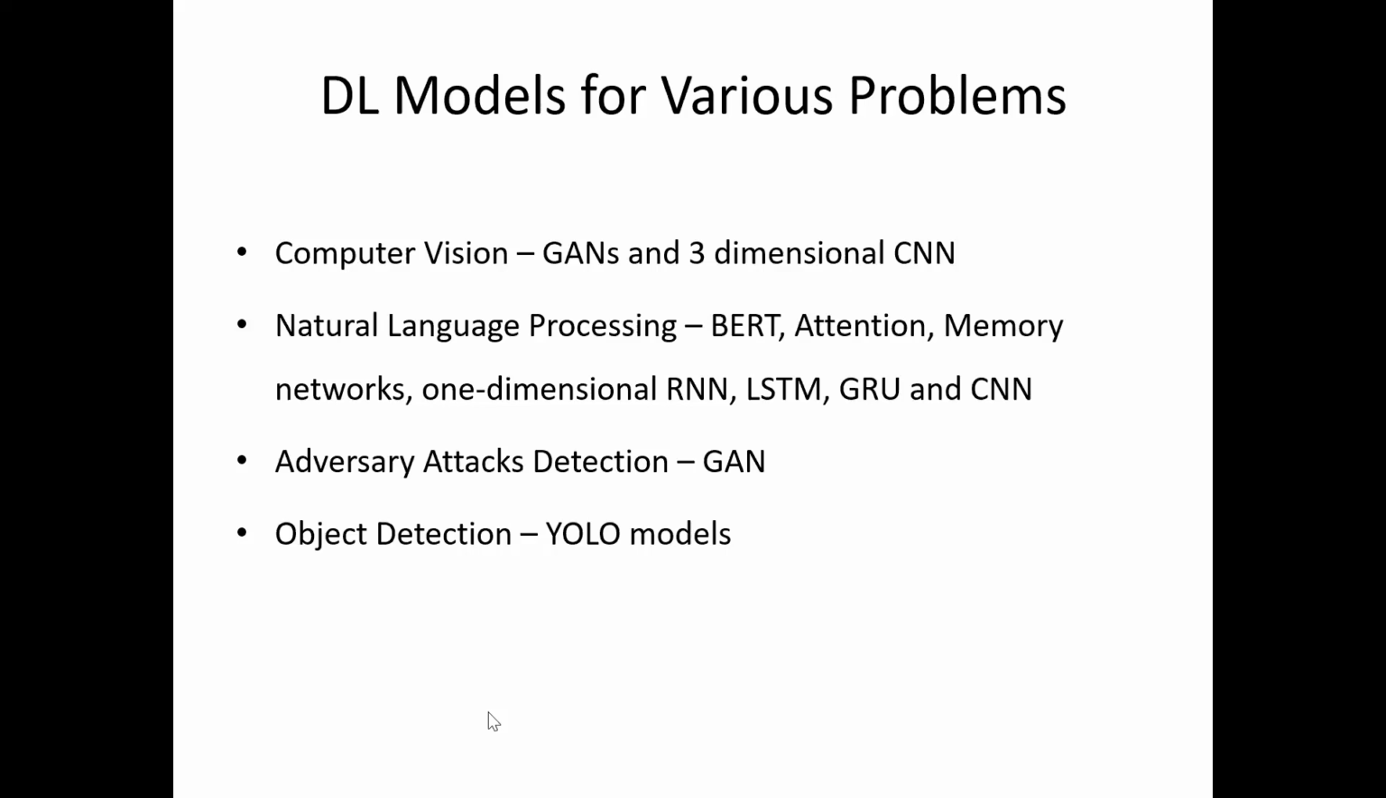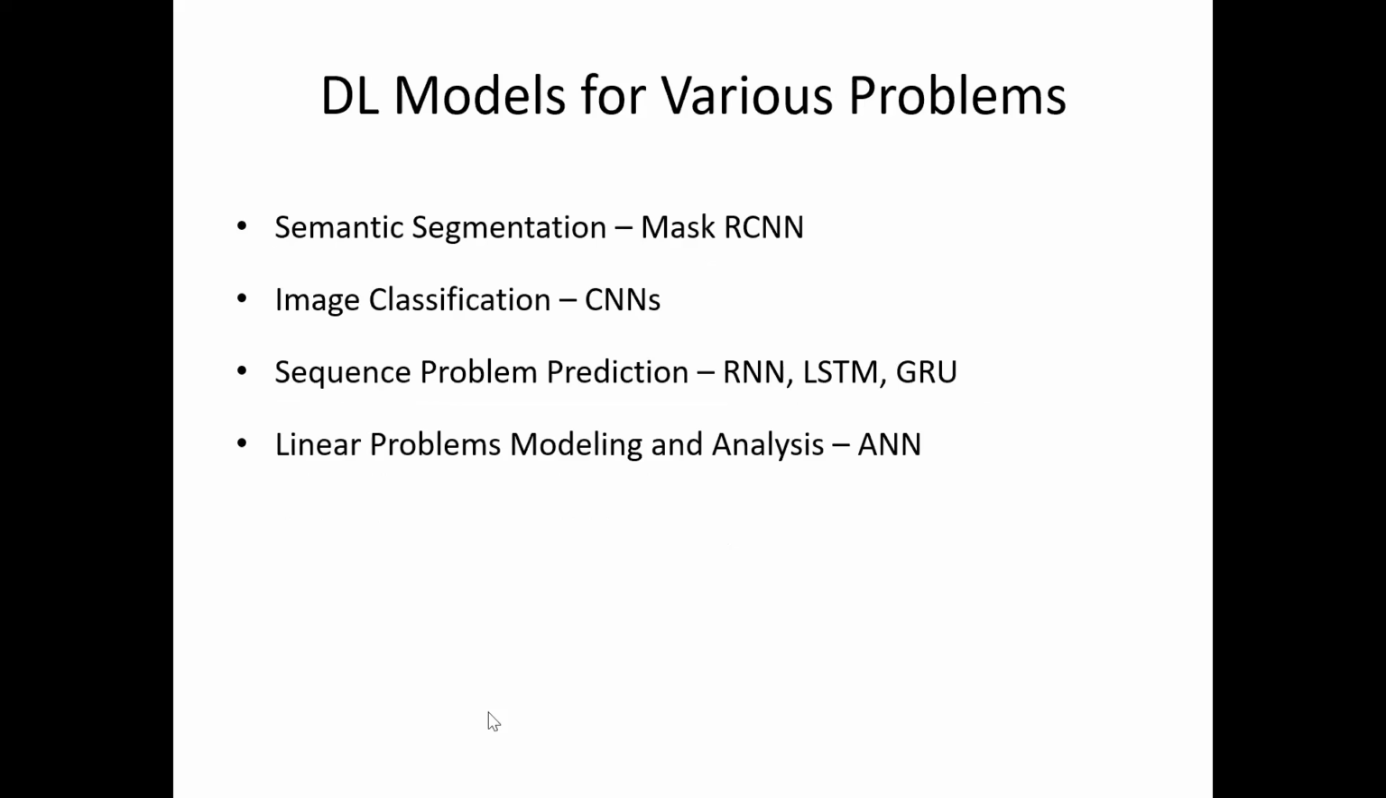For natural language processing problems. Adversarial attack detection can again be solved with the help of GAN. Object detection can be done by the YOLO model. For semantic segmentation problems, Mask RCNN is very useful. Fast RCNN and Faster RCNN are also very useful.